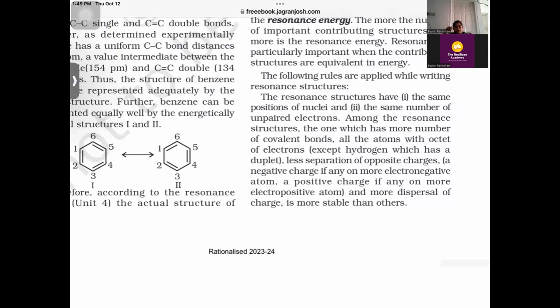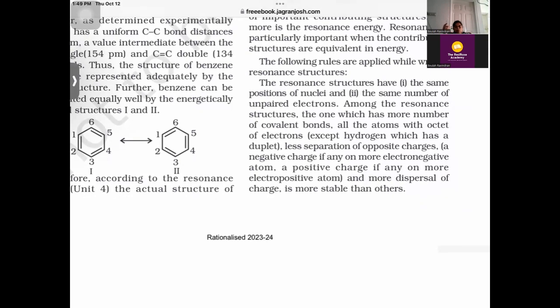Got it? Among the resonance structures, the one which has more equivalent bonds, with all atoms having an octet of electrons, except hydrogen, which has a duplet, is more stable. They are under covalent bonding, so look for the structure with more covalent bonds. Then there must be less separation of opposite charges. A negative charge, if any, should be on the more electronegative atom, a positive charge on the more electropositive atom, and more dispersal of charges makes it more stable than others.